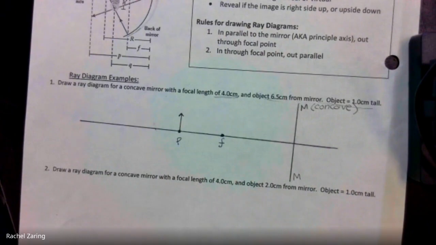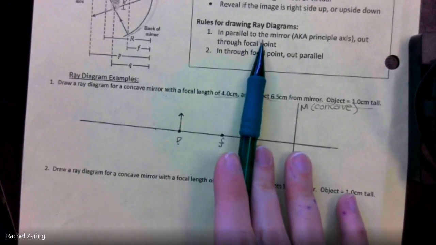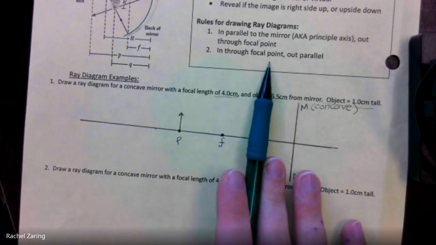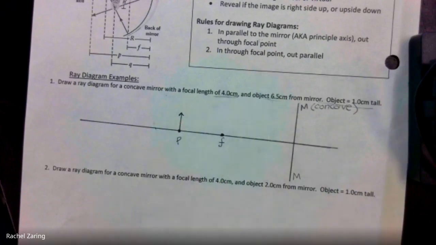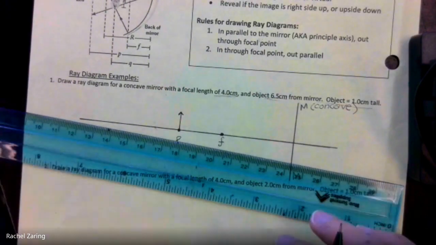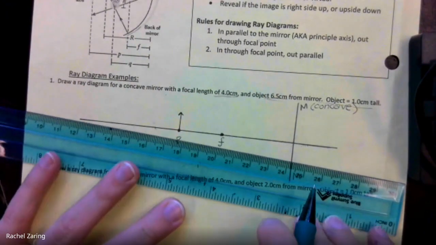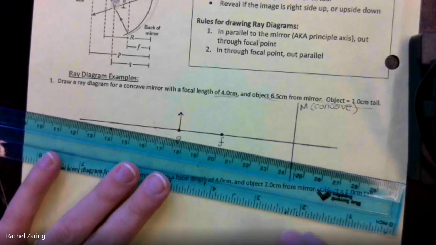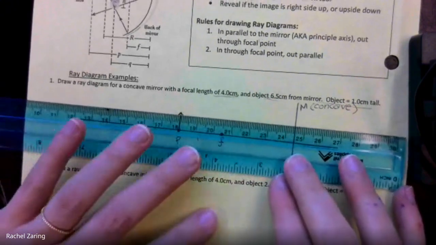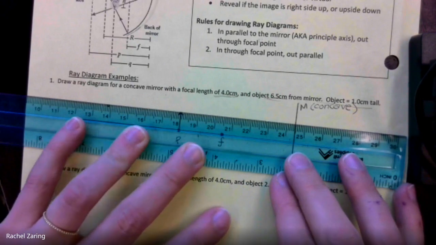So to draw the ray diagram, we're going to follow our 2 rules. In parallel, out through focal point, and then in through focal point, out through parallel. This is where the parallel part, you're going to do your best to be parallel with this other line that you've drawn. I really just ask for your best eyeball of a parallel line to be as accurate as possible. The straight edge of the ruler can also really be helpful with this.